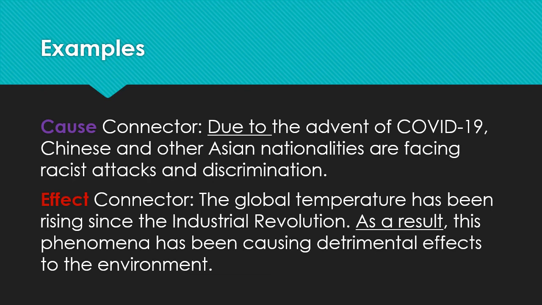So my effect: Chinese and other Asian nationalities are facing racist attacks and discrimination. Okay, this is a complex sentence, so of course we can reverse it. We can put the dependent clause at the end. We can say Chinese and other Asian nationalities are facing racist attacks and discrimination due to the advent of COVID-19, full stop. Either one works just fine. Okay, so it makes it very clear to my reader the relationship that I'm trying to highlight.